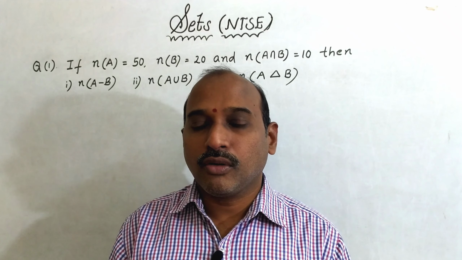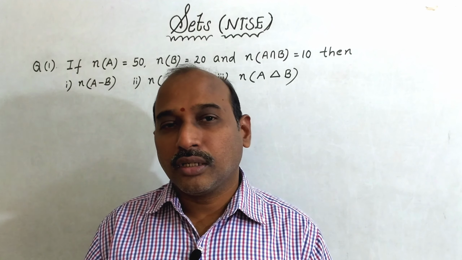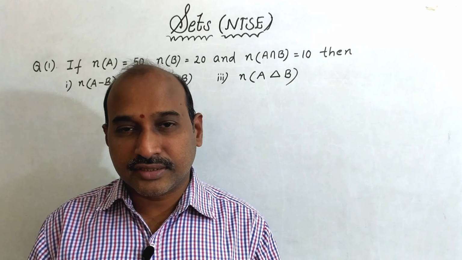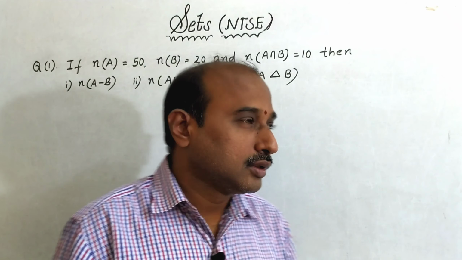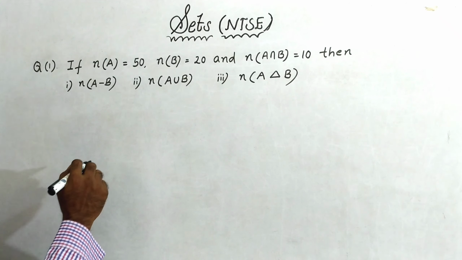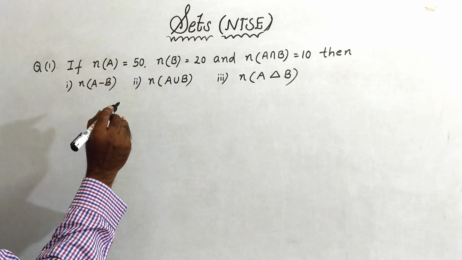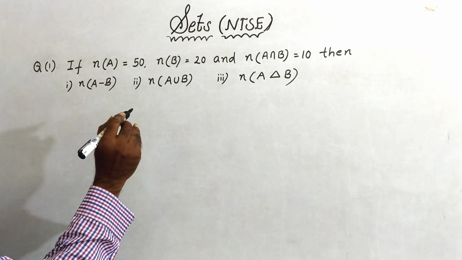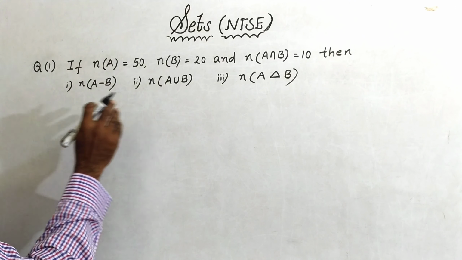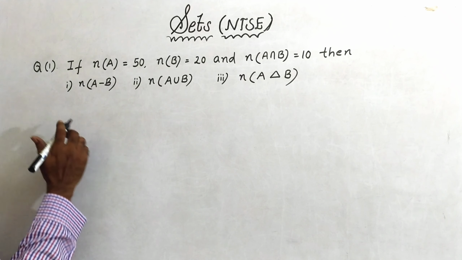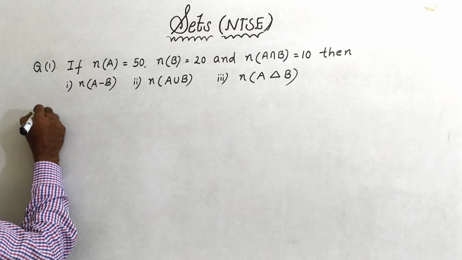Now in this video, I am explaining about some of the problems on sets. Okay. Now, this is question number 1. If n(A) is equal to 50, n(B) is equal to 20 and n(A intersection B) is equal to 10, then find these. Now, come to the solution.